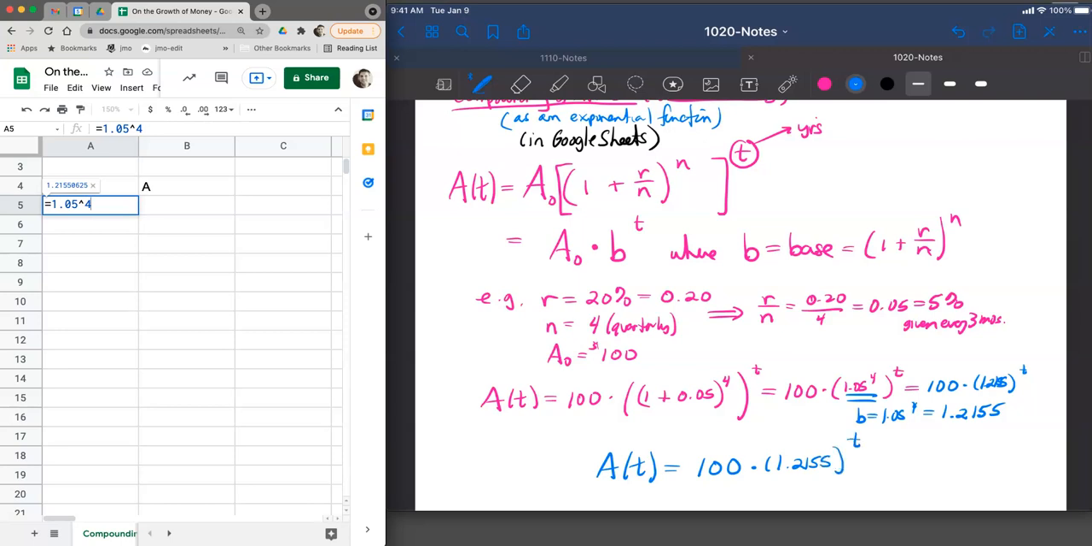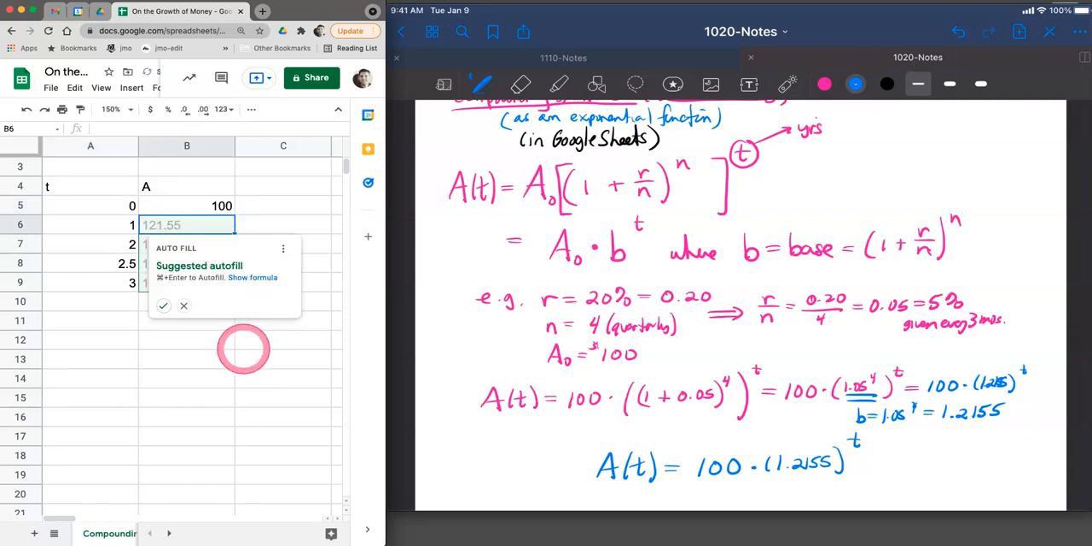Okay, so if we wanted to, for example, put this formula into Google Sheets and figure out how much money we have after any amount of time, like 1 year, 2 years, or 2.5 years, or 3 years, you can see we can put certain numbers in there. We need to put in our formula, which is going to be 100 multiplied by 1.2155 to the t power, and t is in the A column, A5.